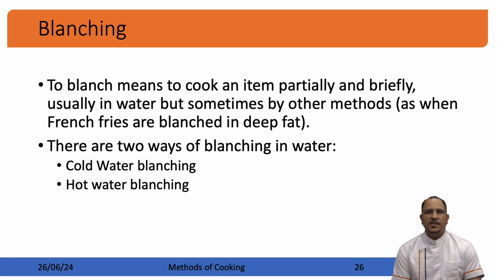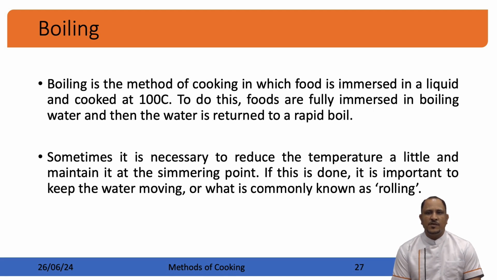Next method that we can pick up is boiling. Boiling is a method of cooking when a food item or ingredient is cooked in a liquid which is boiling at a temperature of 100 degrees Celsius. Okay. We consider 100 degrees Celsius as a boiling temperature.